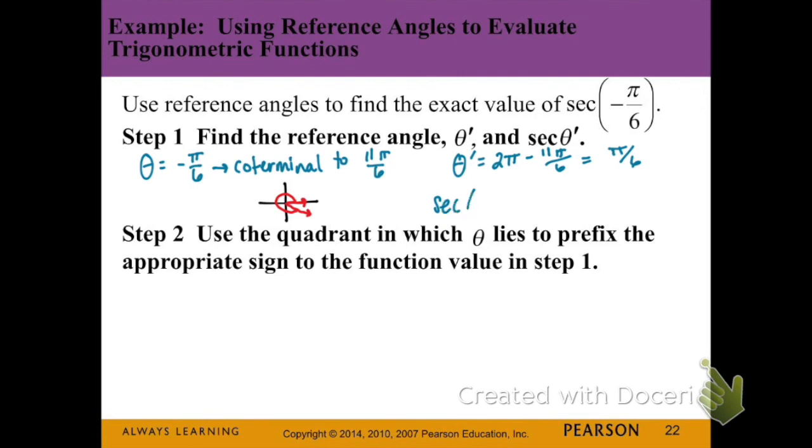So now I need to find secant of pi over 6. Secant is just 1 divided by our x value, which gets us 2 square root 3 over 3. Now again, we're looking at the quadrant that secant is in, and we see that it's in quadrant 4. Our x value is positive in quadrant 4, so my answer again is going to be positive.